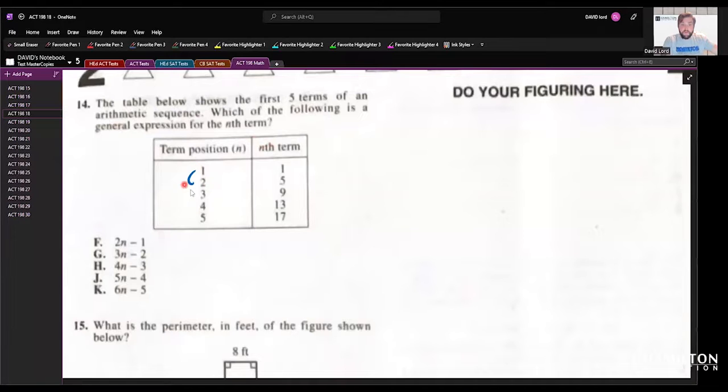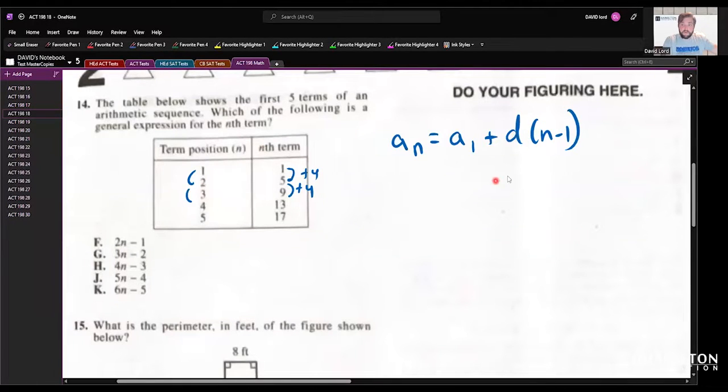So as I go up by 1 each time on the left, I can see them going up by 4. So that is my common difference or slope. The formula for an arithmetic sequence is a sub n equals a1 plus d times n minus 1. So our common difference is 4, so that would be a 4 here. And we have n minus 1, and then the first term is 1. And so this will give me my general formula.